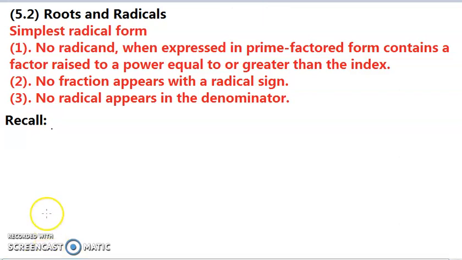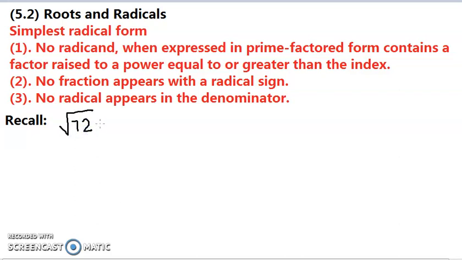The first rule is no radicand, when expressed in prime factored form, contains a factor raised to a power equal or greater than the index. This rule seems very complicated, so I'm going to use an example to explain it. We actually already talked about this in the previous video, I just didn't say the rule. So let's review an example.